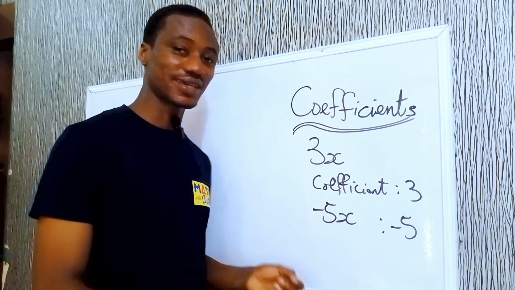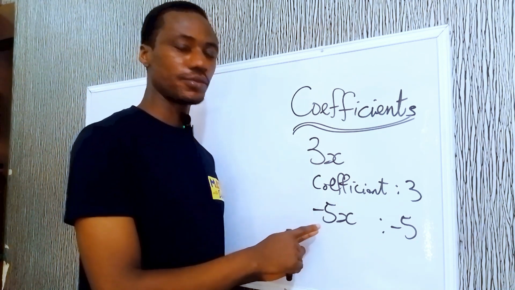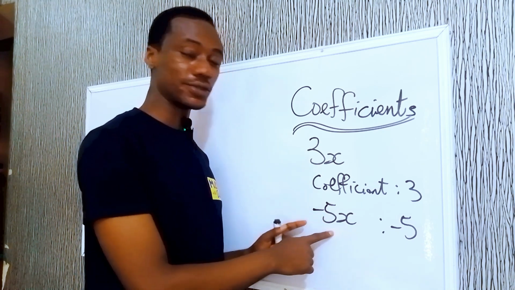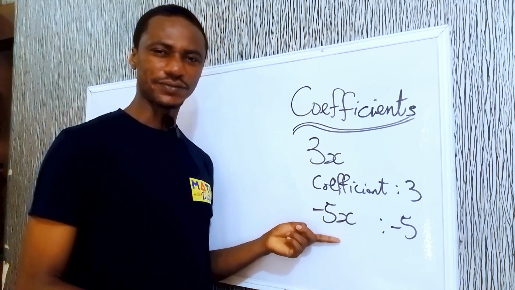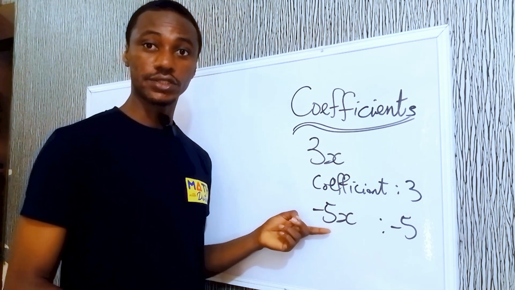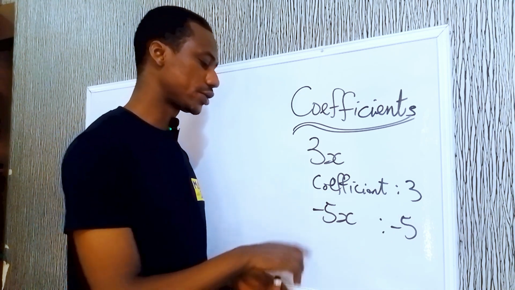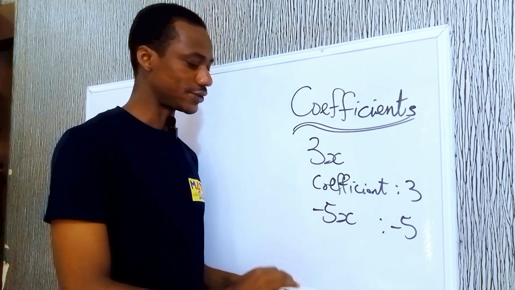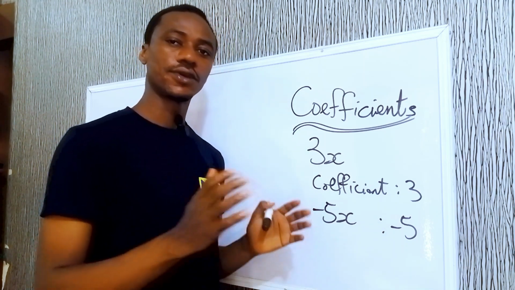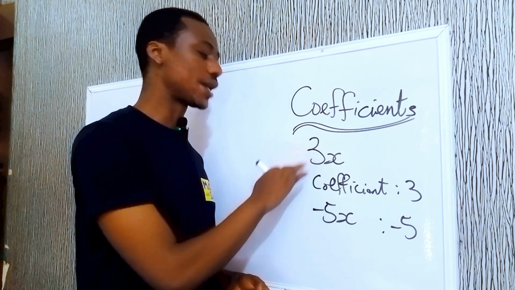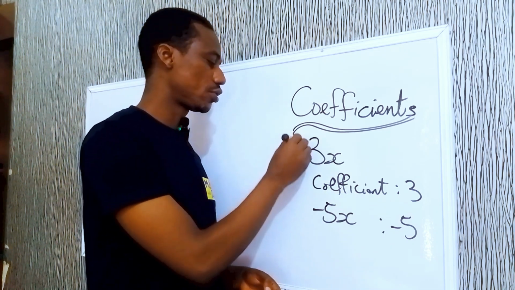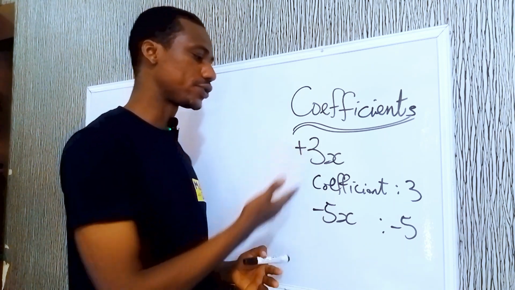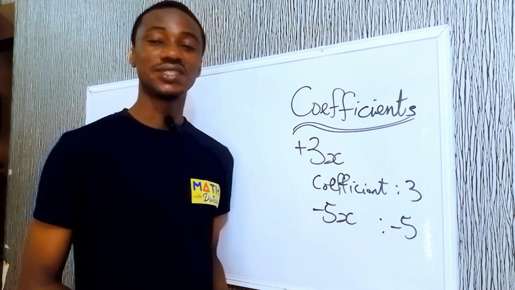All right, so you have to check if the term has a negative sign before it. If you have a negative sign before the term, that means you are dealing with a negative term, and the coefficient of that term will be negative. So here you have the minus sign before 5x, so this is negative 5x, and the coefficient is negative 5. For positive, either you don't have any symbol before it or you have the plus symbol before it, so this is a positive term and the coefficient is positive 3. Here the coefficient is negative 5.